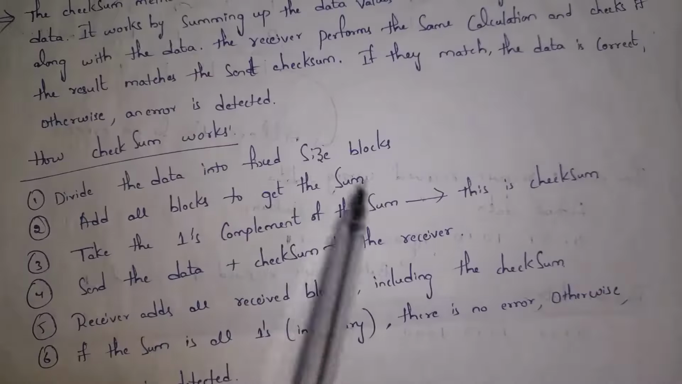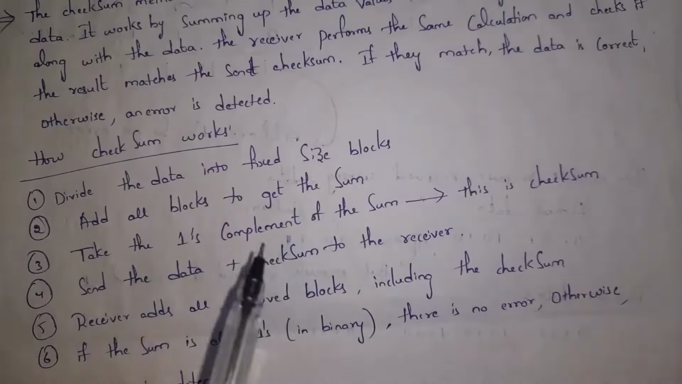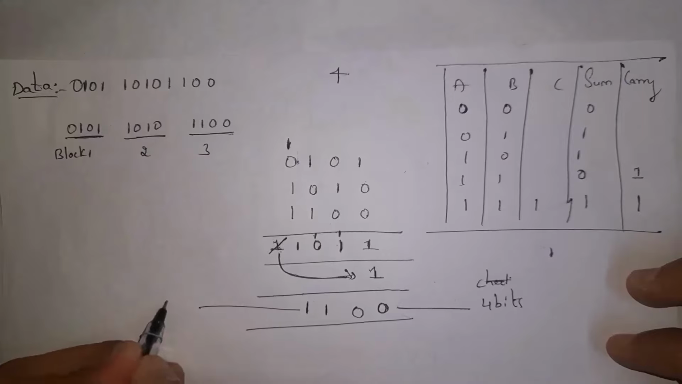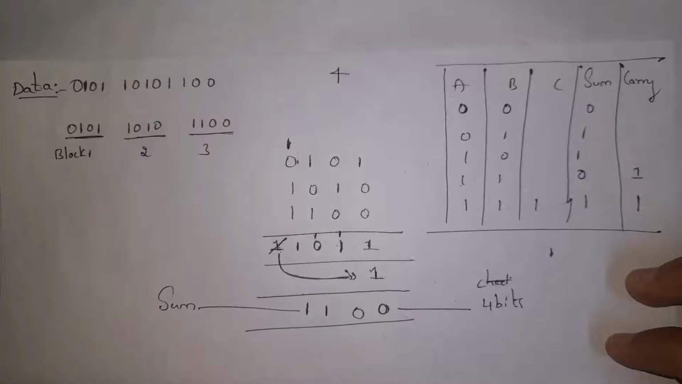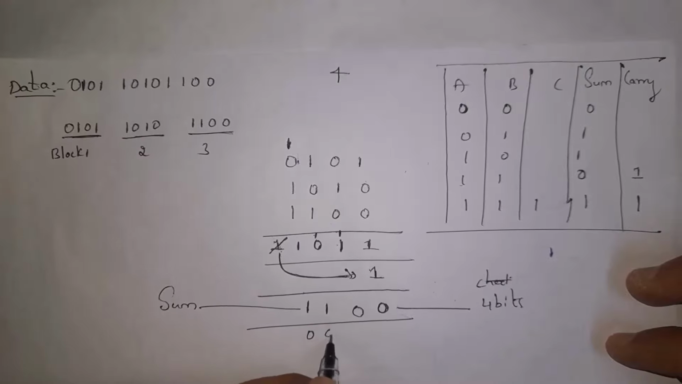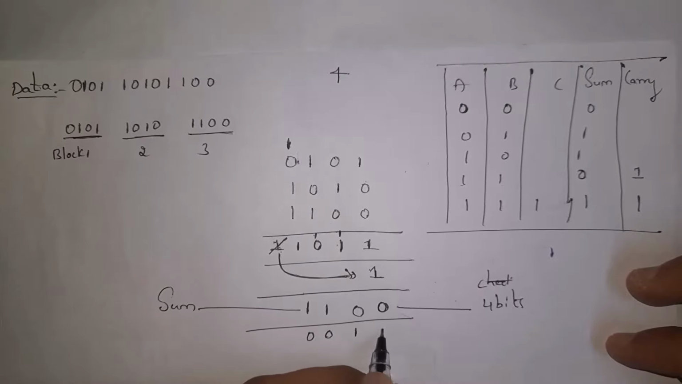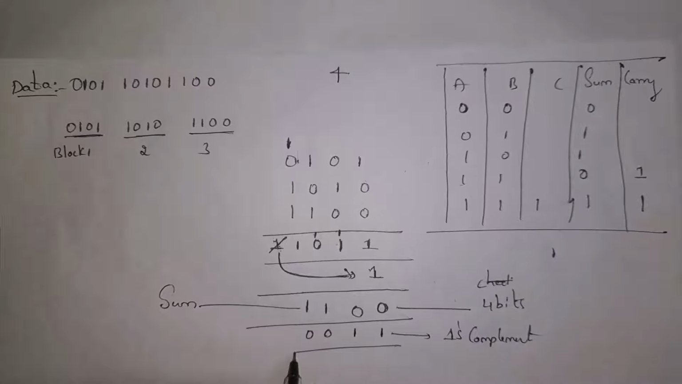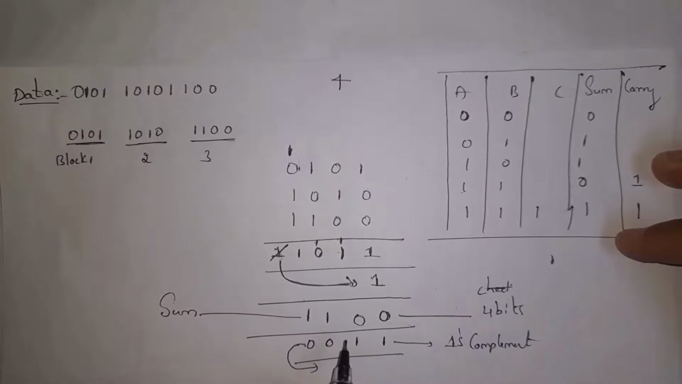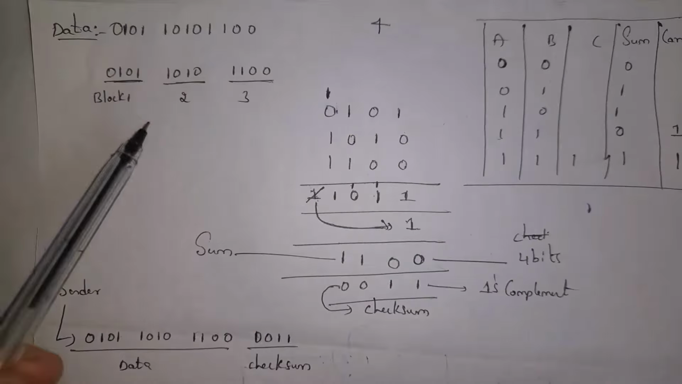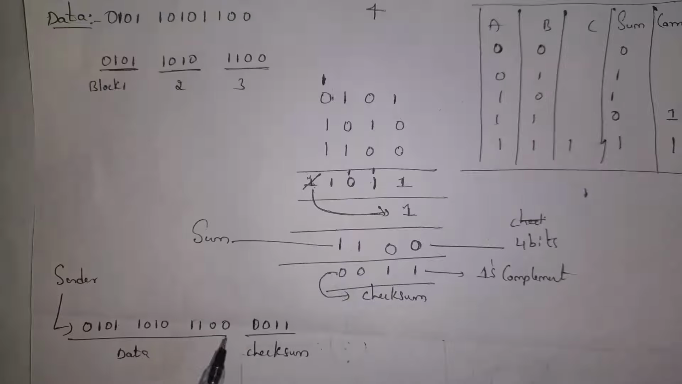After summing up all the blocks, the third step is we need to perform the 1's complement of the sum. This is our sum. Now we need to perform the 1's complement. 1's complement means zeros will become 1 and 1s will become 0. So 1 will become 0, 1 will become 0, 0 will become 1 and 0 will become 1. This is known as 1's complement. After performing the 1's complement, the final result is what we call the checksum. This is our data. So data as well as checksum, both are combined and then transferred to the receiver.